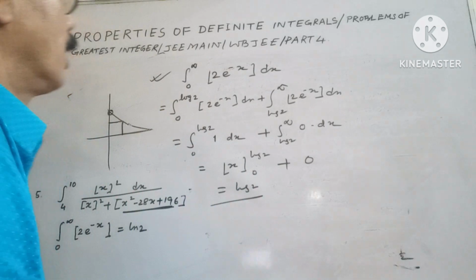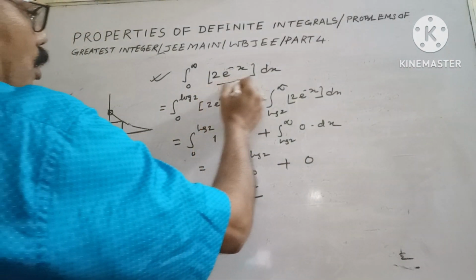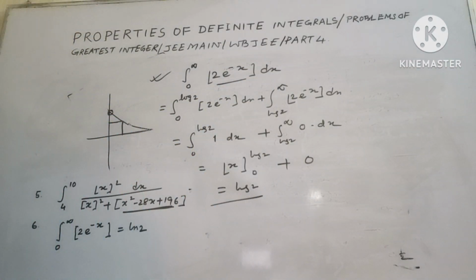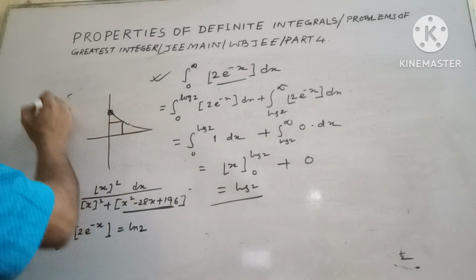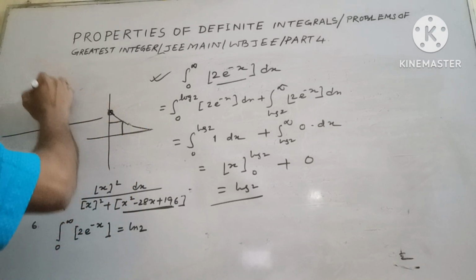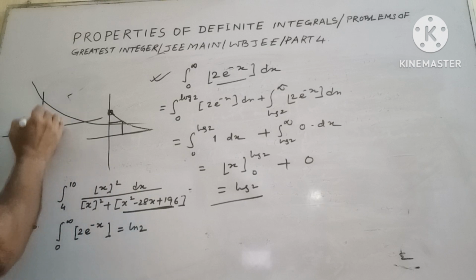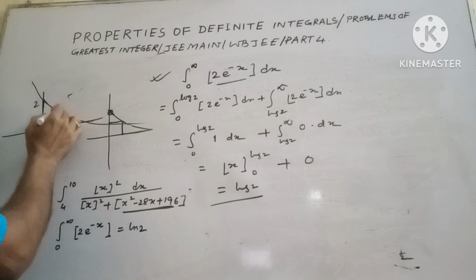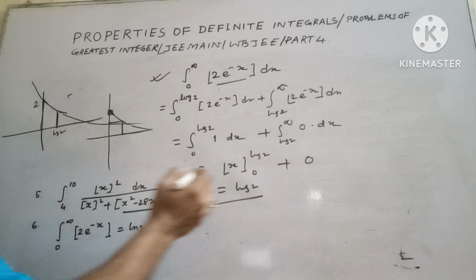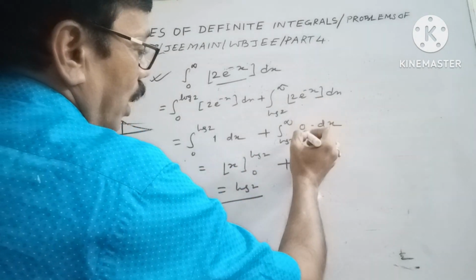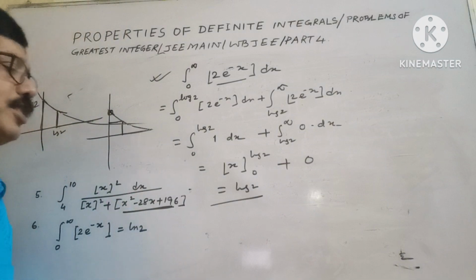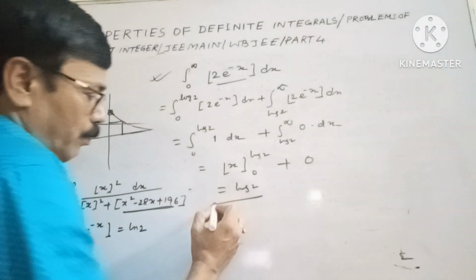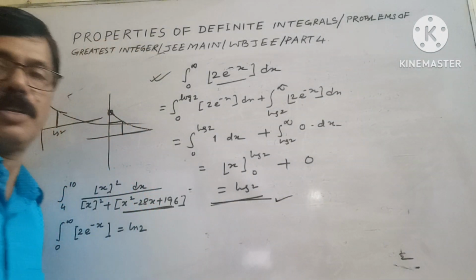So, listen again. 2e to the power minus x is a decreasing function. So the value decreases as x increases. At 0, it is 2. Then the value decreases, so at log 2, this is 1. Then from log 2 to infinity, it is between 0 and 1. That is why the greatest integer function is 0. So finally, we are getting the value as log 2.